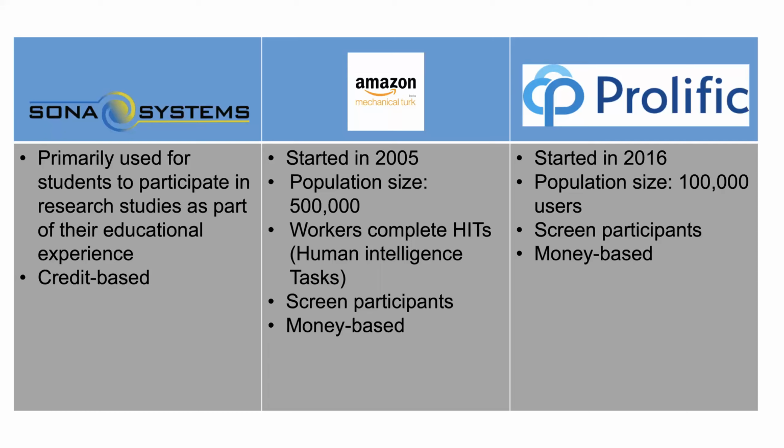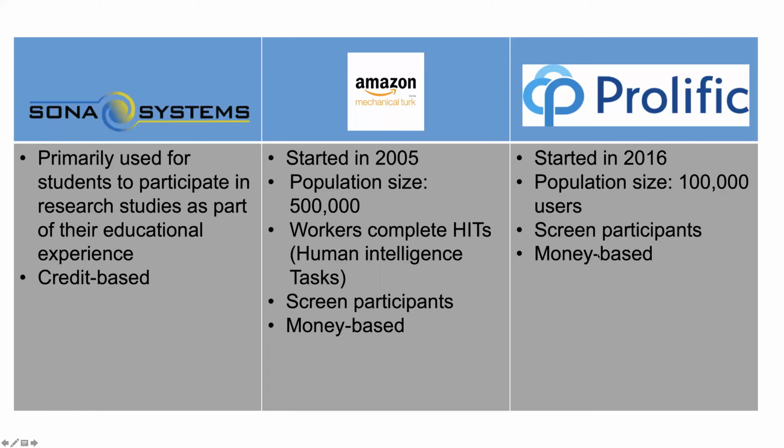Sounds good. So Amazon's little brother is Prolific. And Prolific started in 2016 and has a smaller population size. It's about 100,000. Predominantly users are from the UK, but there are many, many folks from the United States that are using this. And it's very similar to Amazon MTurk. There's just a list of experiments, and you can screen the participants to include and exclude whoever you'd like.